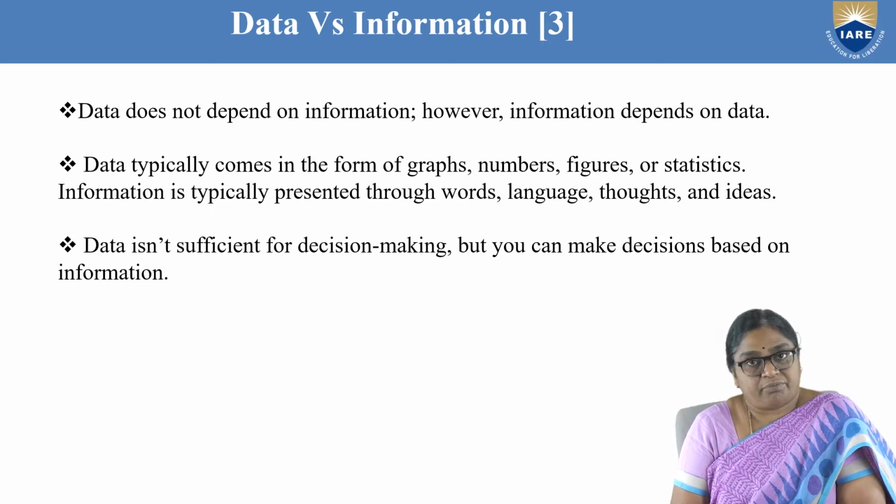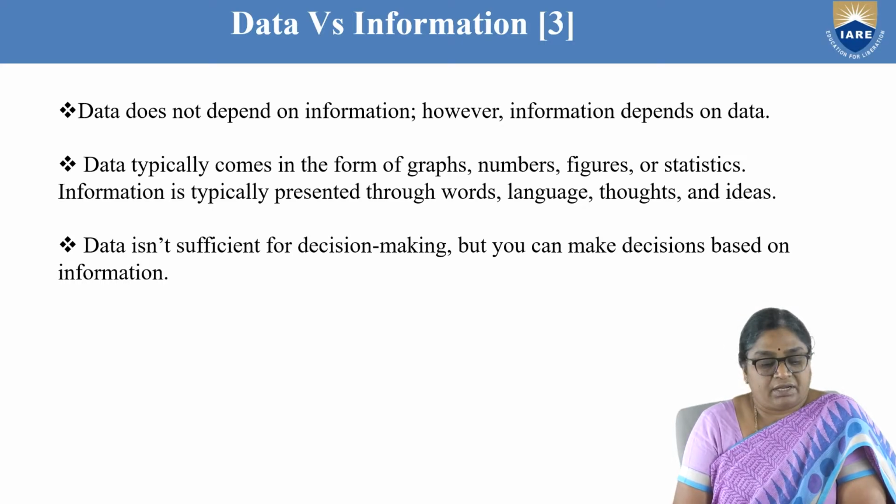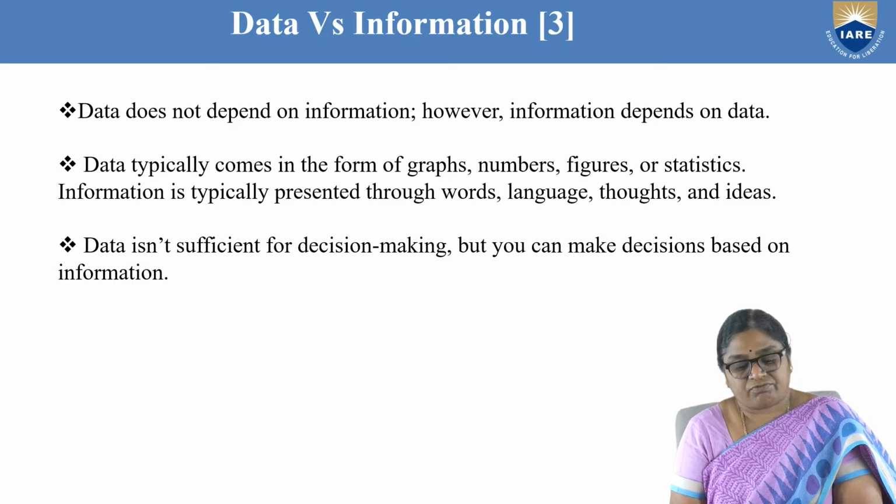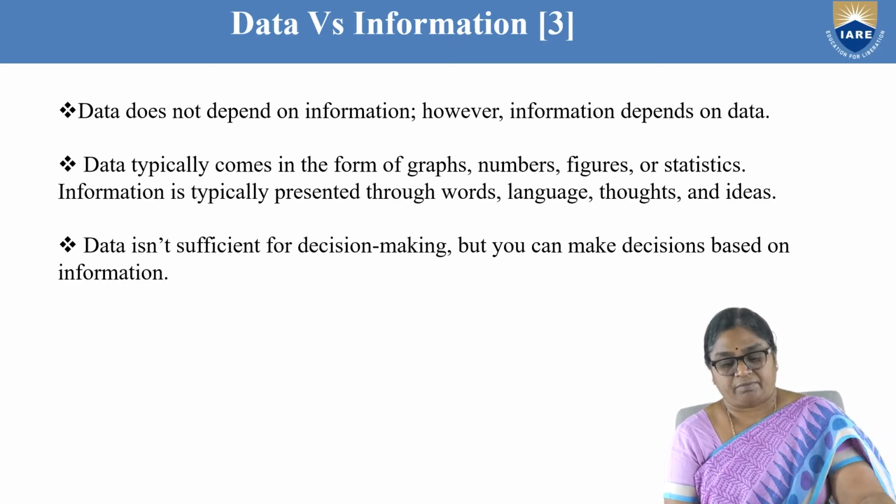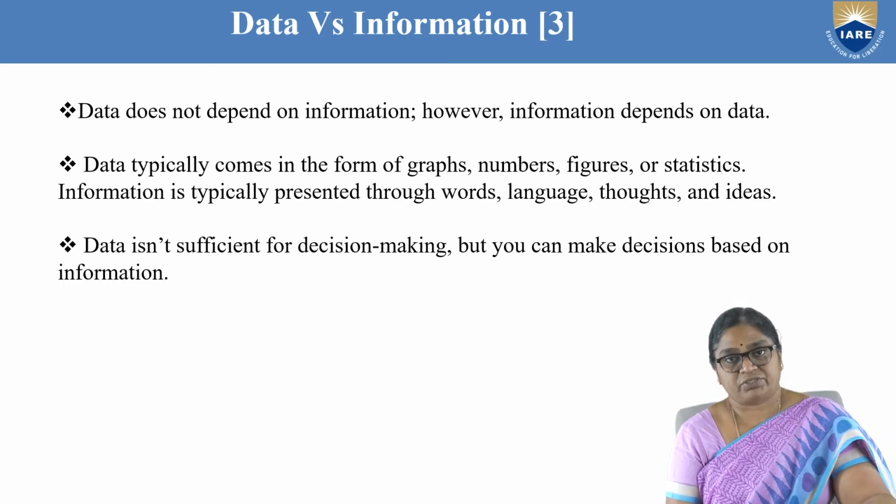And data does not depend on information, but information depends on data. Data typically comes in the form of graphs, numbers, figures, or statistics. Information is typically presented through words, language, thoughts, and ideas. Data is not sufficient for decision making, but you can make decisions based on information.